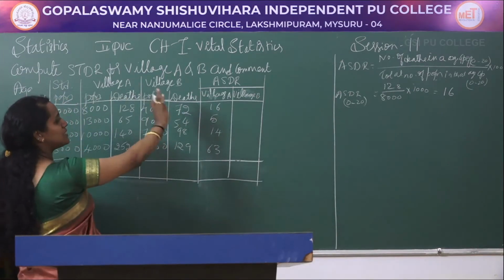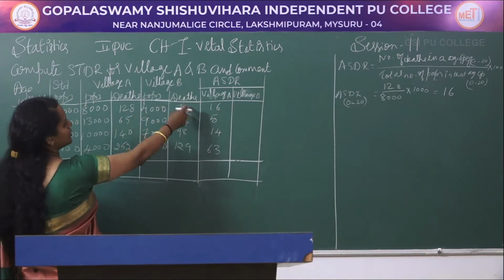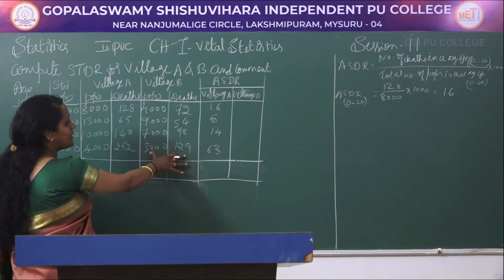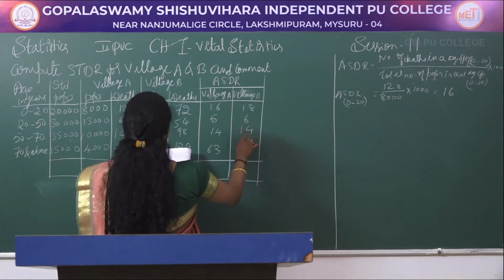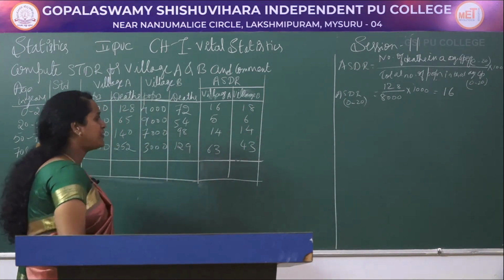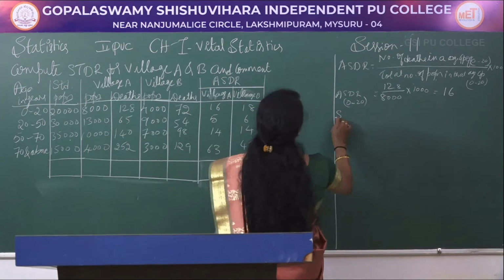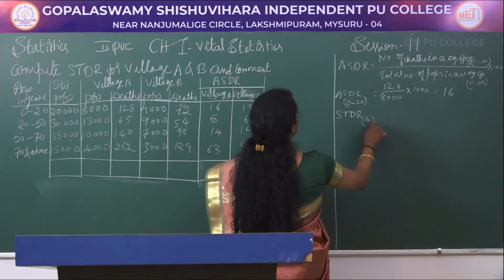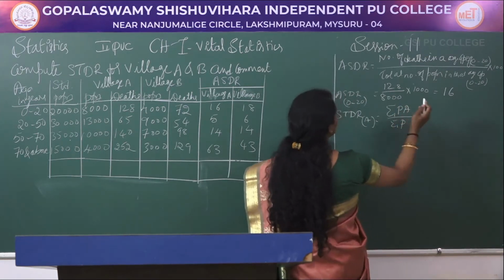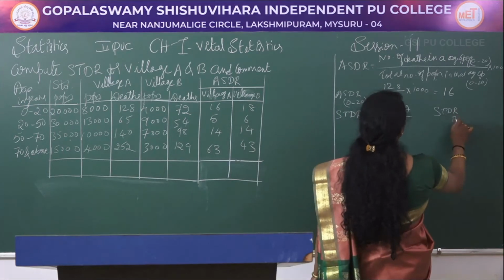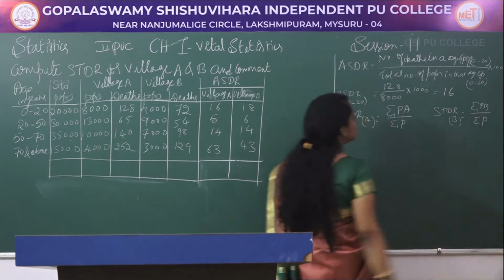Similarly, we have to find ASDR for village B. To calculate for village B, the same procedure and the same formula we are using, that is death divided by population, that is 72 divided by 4000, and the procedure will be continued for all the age groups, that is 18, 6, 14 and 43. After finding ASDRs for two villages, the next step is we have to calculate STDR for village A, it is summation of PA divided by summation P, and STDR of village B is summation of PB divided by summation P.